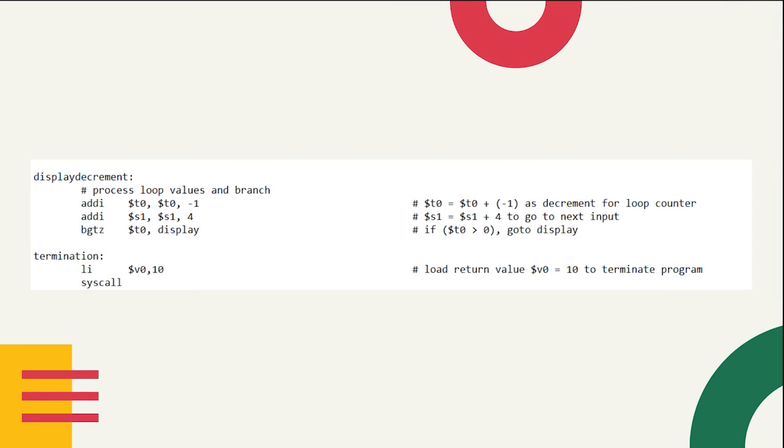Then for display decrement, the process loop values and branch. First, we are going to add T0 with minus 1 for decrement for loop counter, and we add S1 with 4 to go to the next input. And then if T0 is more than 0, it will go to display. Then for termination, we are going to load return value v0 equal to 10 to terminate the program.